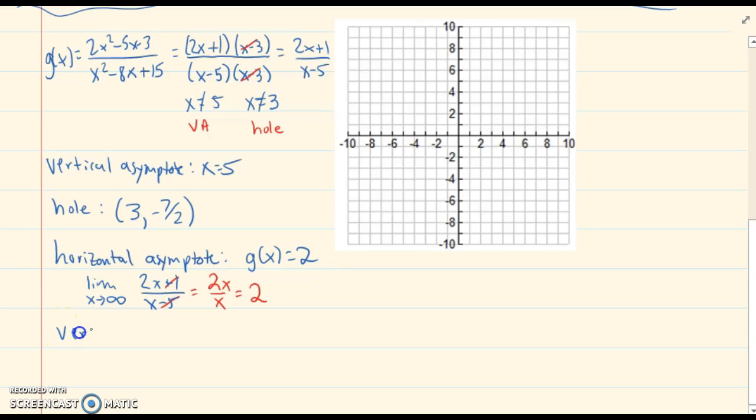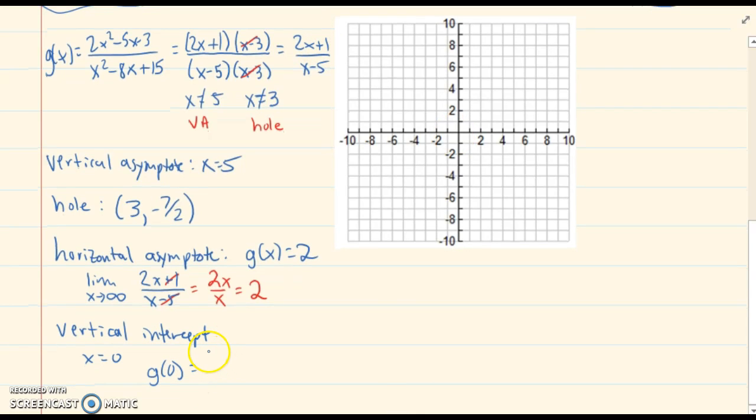A vertical intercept, I want to know what happens when I plug in 0. So g of 0 into the new function, not the original function, is going to give me 2 times 0 plus 1, so that's 1. And 0 minus 5 gives me negative 5. So my vertical intercept is negative 1/5.